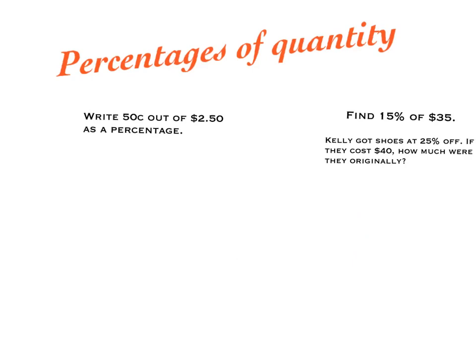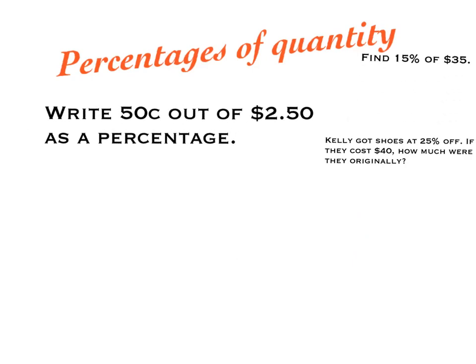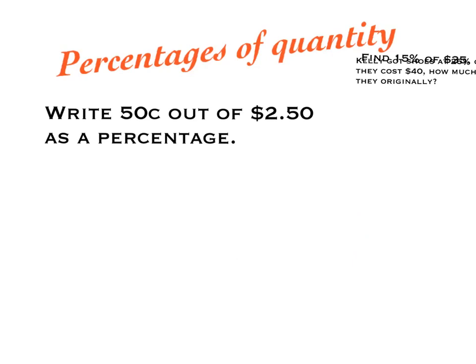This is where I'm going to slow down a bit. Okay, let's look at this problem first. We're going to look at 50 cents. Write 50 cents out of $2.50 as a percentage. Oh, what? How do I do that? Okay. What do I know? I know I have $2.50 here, and I know I have 50 cents. 50 cents out of $2.50.